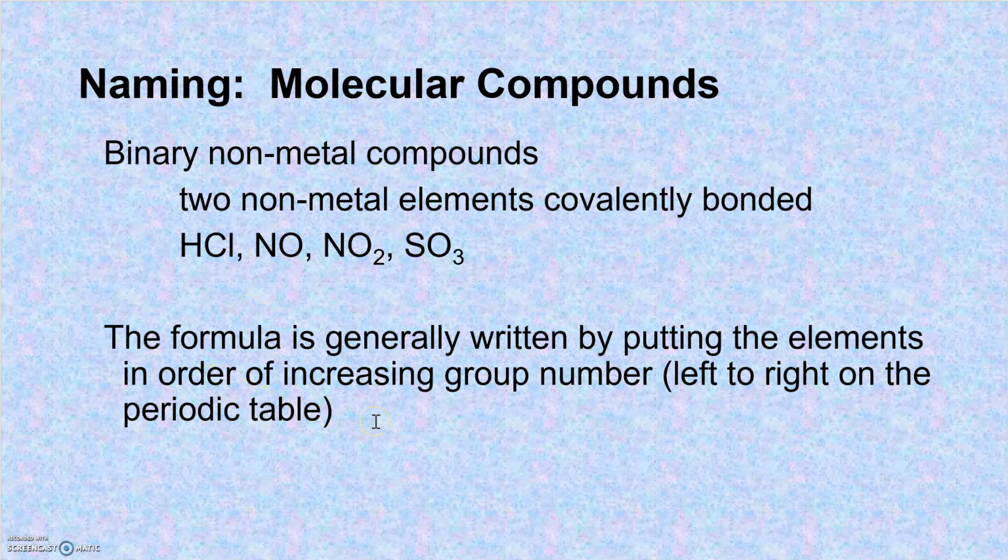When you write a formula, you would write these elements as if you were reading them from left to right on the periodic table, or in increasing group number. And notice too, I always check, are these nonmetals? So I look at HCl and I see hydrogen is a nonmetal, chlorine is a nonmetal. Okay.